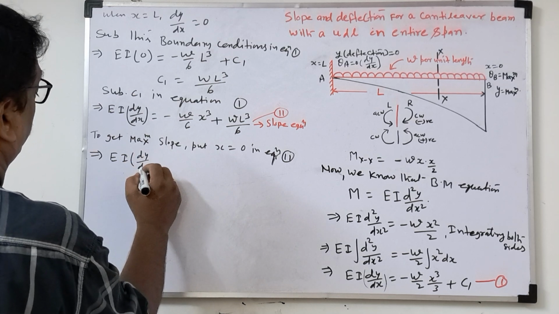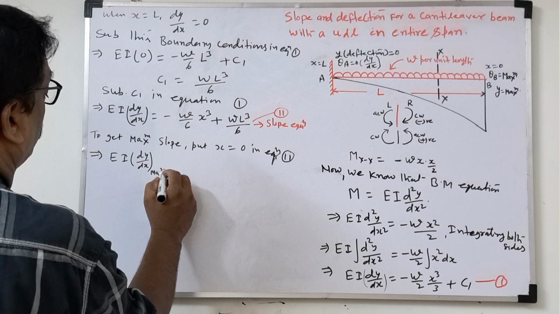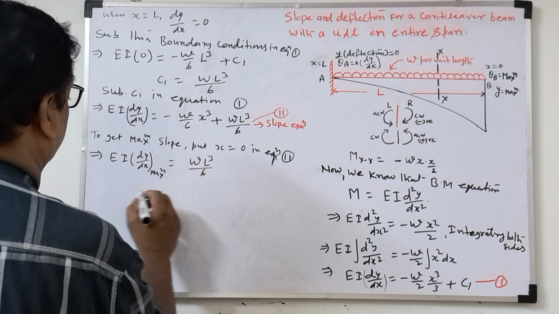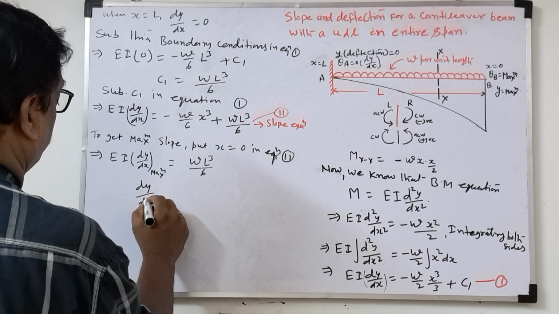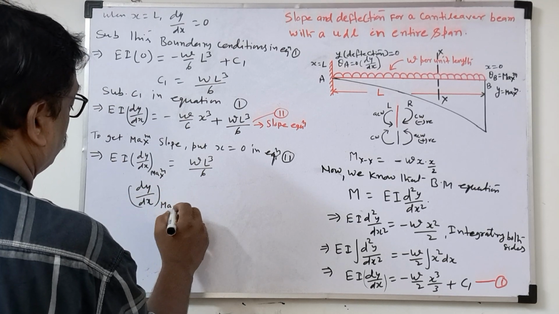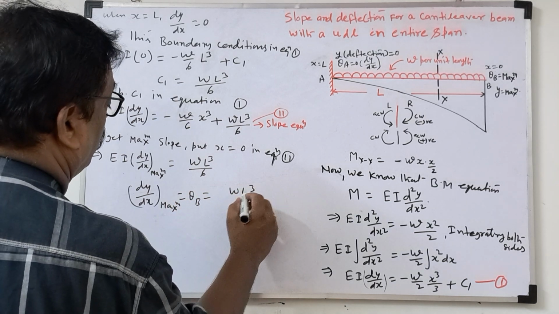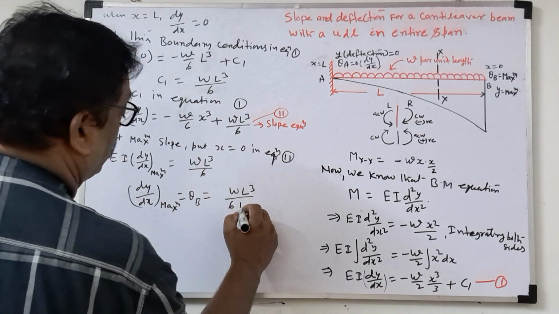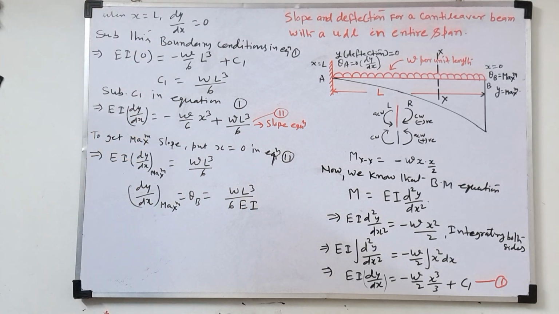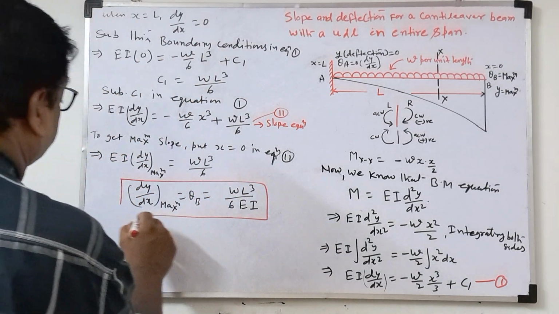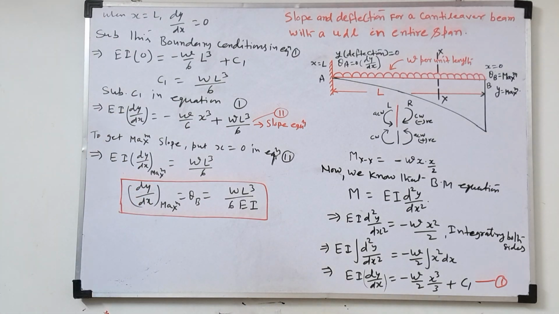That is called slope dy by dx, this will be maximum when x equal to 0. So W L cube by 6. Now what is the maximum slope here? Dy by dx maximum, that is also known as theta b, will be W L cube by 6 EI. This is the maximum slope we got now. So W L cube by 6 EI, we got the maximum slope at point B.